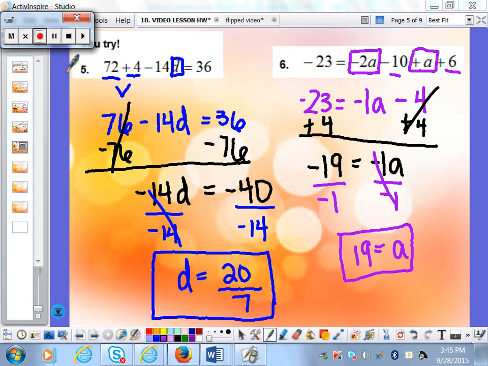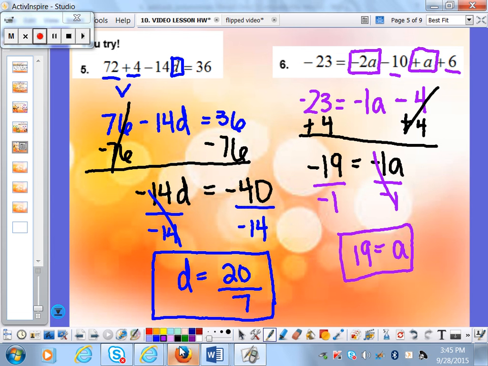So here are the answers for 5 and 6 after you have completed them. Please notice for number 5, do not be afraid if you end up with a fraction. I saw here with negative 40 over negative 14 that it could be simplified. Both of these numbers are divisible by 2, and a negative divided by a negative becomes a positive. So that's why I've chosen to leave my answer as D equals 20 over 7.